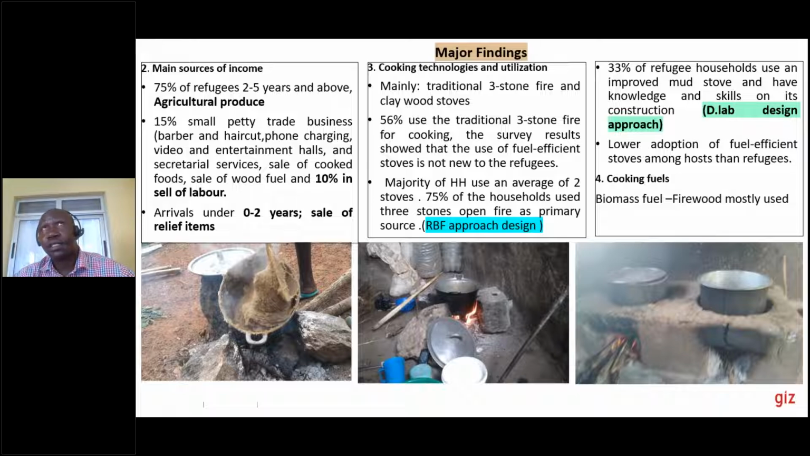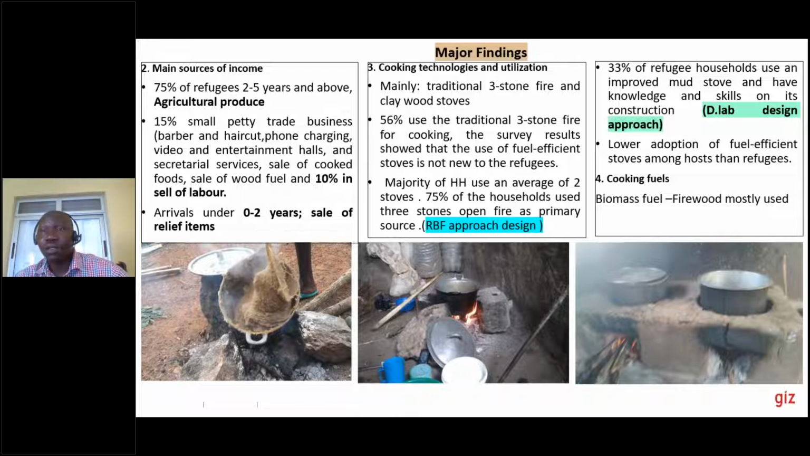So this survey data really provided us with the evidence that when you are introducing technologies through a market-based approach, you need to also understand the dynamics involving the cultural bit of these people or the livelihoods. And as you can see here, even the improved mud stove, they had the knowledge to develop this and they were able to use it.